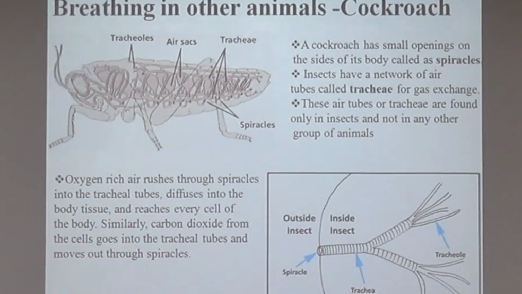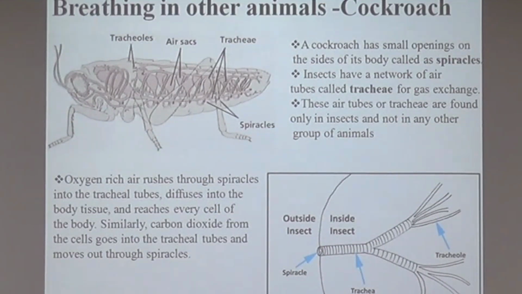Coming to the next topic, that is breathing in other animals. First we'll be seeing cockroach. A cockroach has small openings on the sides of its body which are known as spiracles. Insects have a network of air tubules called tracheae for gaseous exchange.